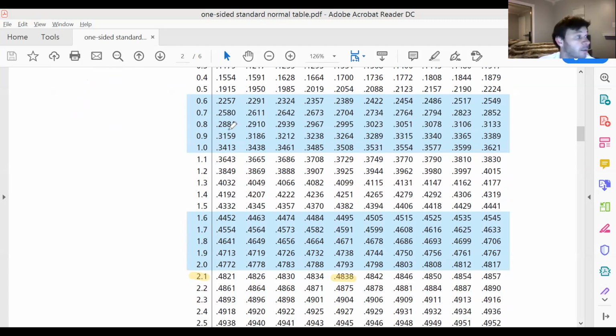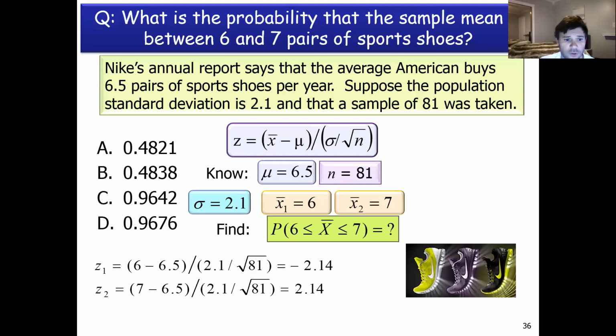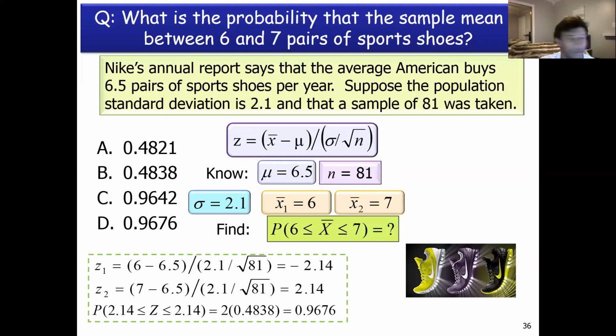And we're going to have to double that, since we're on equal sides of the symmetric bell-shaped curve. There are 2.14 standard deviations above on the right side and 2.14 standard deviations below on the left side. So let's incorporate that into our analysis. When we double that probability, we get a likelihood of 96.76% that the average American in this sample would have somewhere between 6 and 7 pairs of shoes from that 81 size sample that was taken.